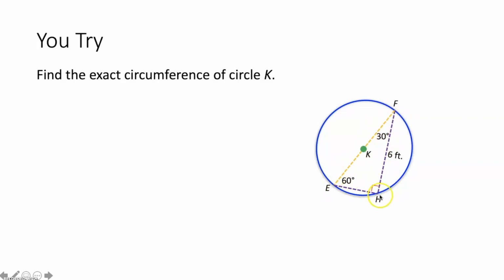Now that should come in handy in answering this question. What are we trying to find? We're trying to find the exact circumference. And we know two circumference formulas. C is equal to pi times D, where D is the diameter, and C is equal to 2 pi r, where r is the radius. So in this case, we need to find our diameter here in order to calculate our circumference.